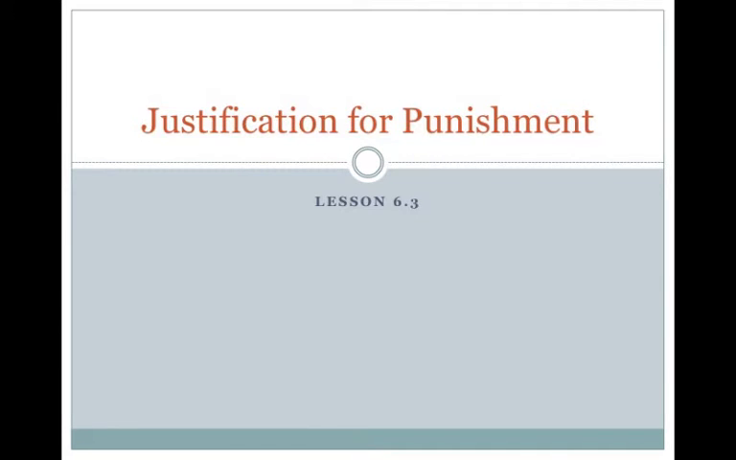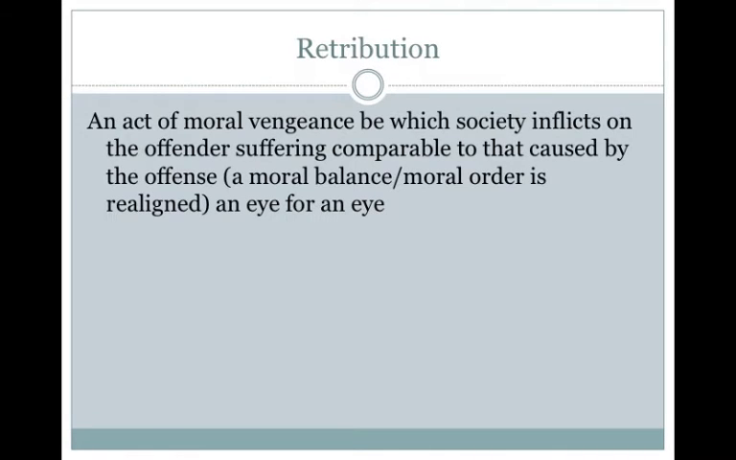Okay, so the first one is known as retribution. Retribution is an act of moral vengeance which society inflicts on the offender, comparable to that caused by the offense. So here you'll often hear the phrase, an eye for an eye, or a tooth for a tooth. And with retribution, the justification is a moral order, that things are out of balance. By committing certain crimes, you have upset the moral balance in society, and to right that moral balance, you have to have a punishment that's fitting to whatever you have done.